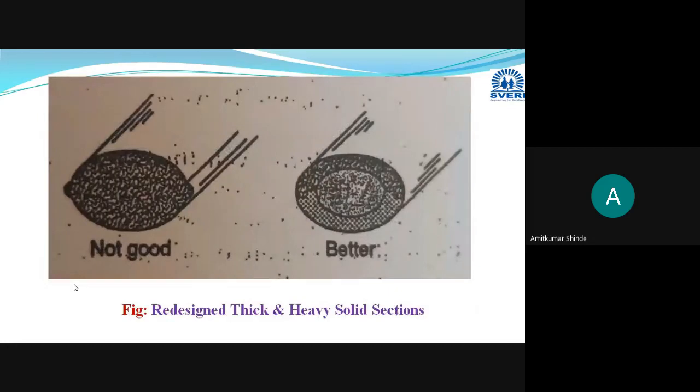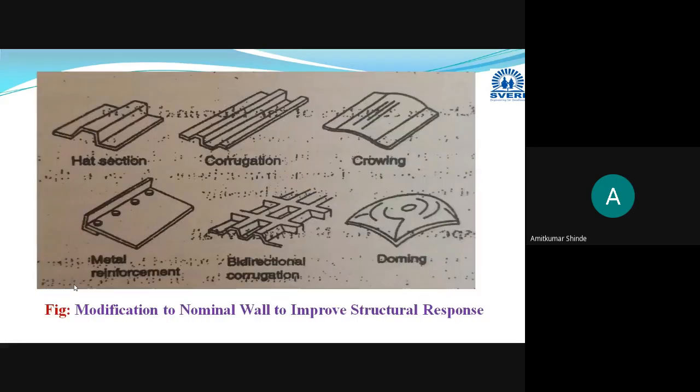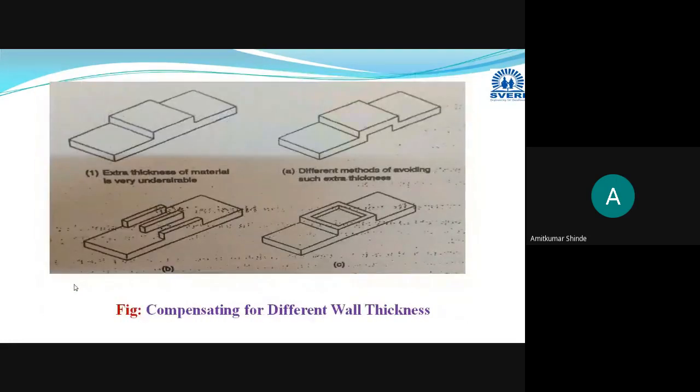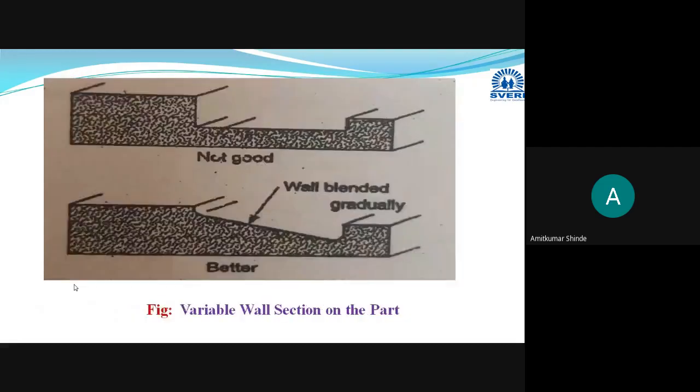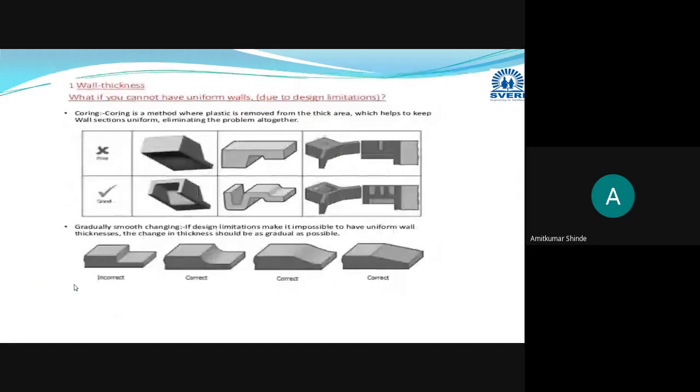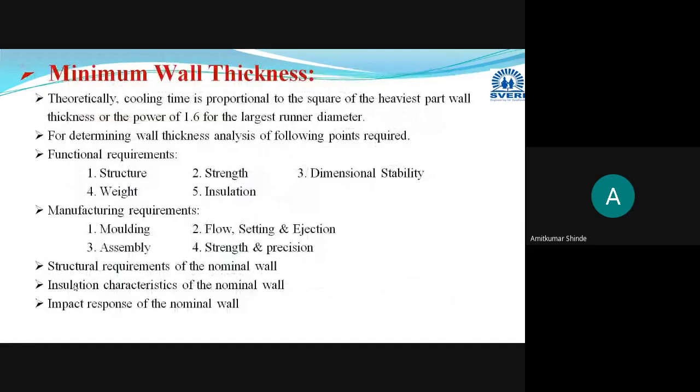How to modify that design, why it is necessary to change that design. One by one we will go through it, and how to do the modifications with the help of different designs, that we will discuss. Now first we will start with the effect of wall thickness. So first we will consider determining the wall thickness. Please refer to point number two: for determining the wall thickness, analysis of the following points is required.